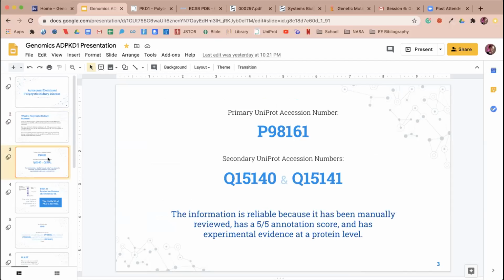The UniProt accession number was P98161, and it was reviewed. It had a 5 out of 5 annotation score, and there was experimental evidence. It was a bit confusing because on UniProt it showed both polycystin 1, which is the protein produced, and PKD1, which I'm pretty sure is also a protein. Sometimes there would be a model of one and sometimes a model of another, so I tried to include models of both because it seems that mutations in both cause issues.